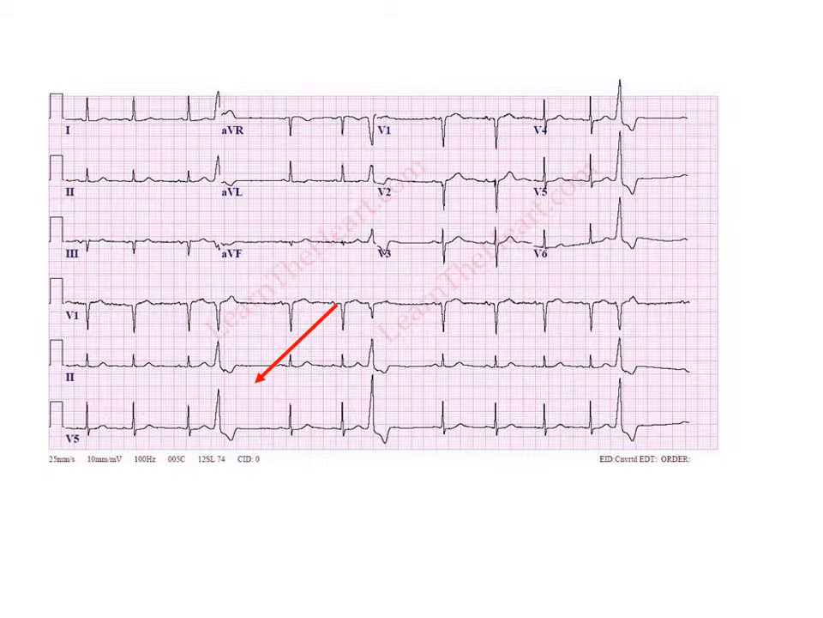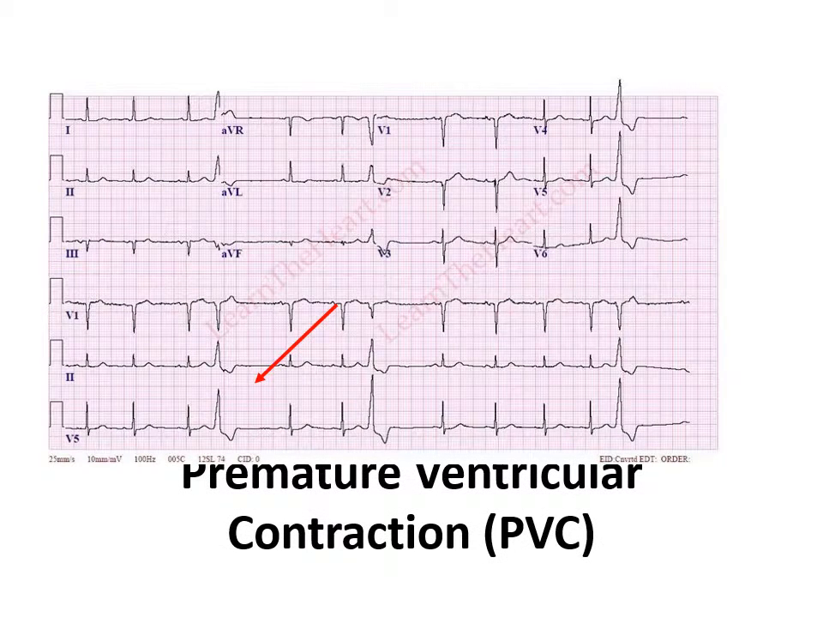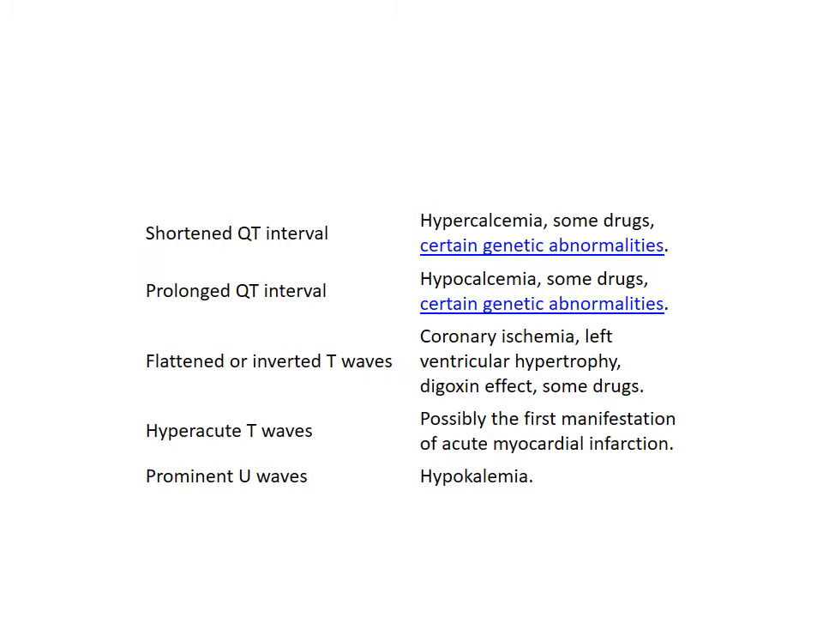So, all right, what do you see here? The arrow's pointing to, what is that? Wide QRS, has this drawn out T wave, PVC, premature ventricular contraction. The rest of the beats look pretty regular. All of a sudden, boom, you get an extra ventricular beat.